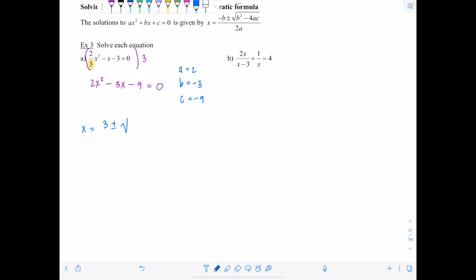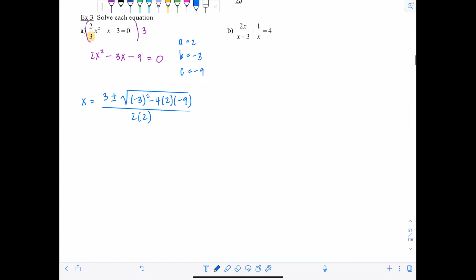Plus or minus the square root of b squared, so negative 3 squared, minus 4 times a times c, so 4 times 2 times negative 9, all over 2 times 2. Nice. So this is going to be 3 plus or minus square root, that's 9. And then since I have 2 negatives here being multiplied, it's going to turn into positive. 4 times 2, that's 8, times 9 is 72. Over 4.